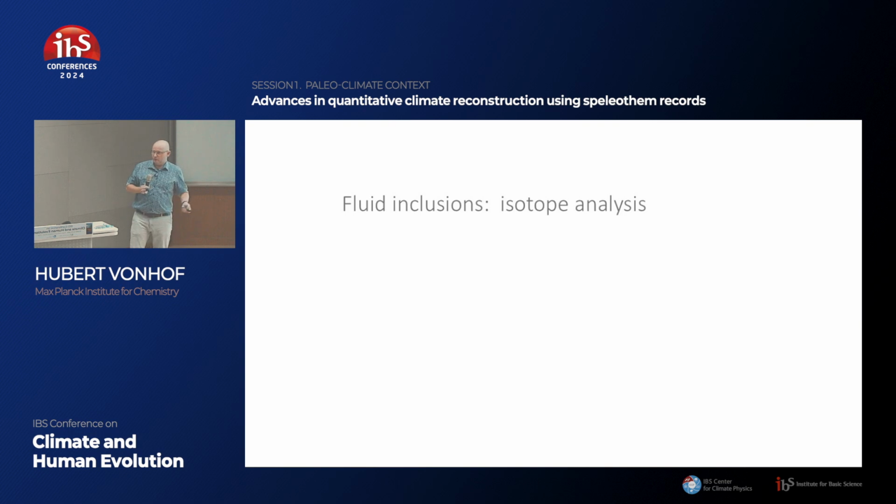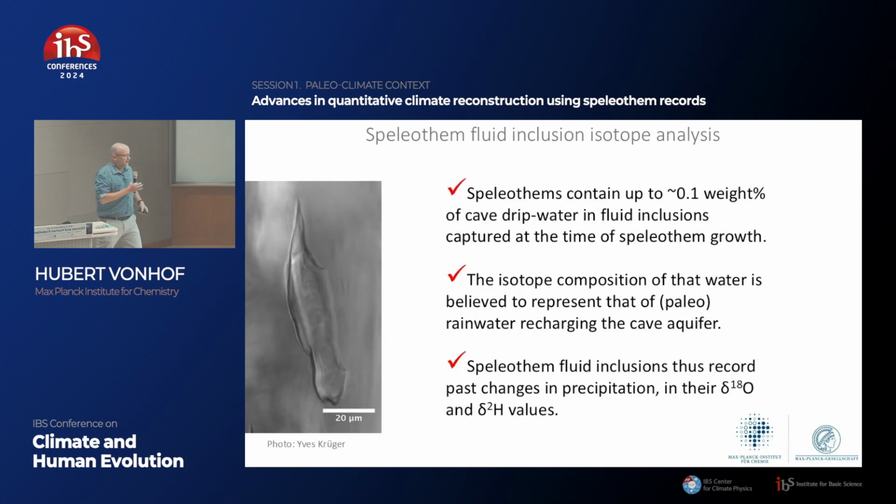Fluid inclusion isotope analysis. Okay, so speleothems contain fluid inclusions. There's an example in this photograph here. You can see they're very small, and you have to make a thin section, look with the microscope, and then you can actually see them. If you can get that water out, you have a record of drip water in the cave. And what we actually believe is that that drip water represents the isotope composition of the rainfall above the cave at the time that that water is dripping. So the idea is that we get a paleo rainfall isotope record here if we do everything right.